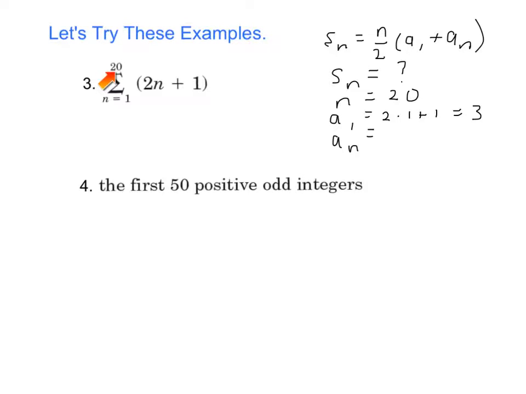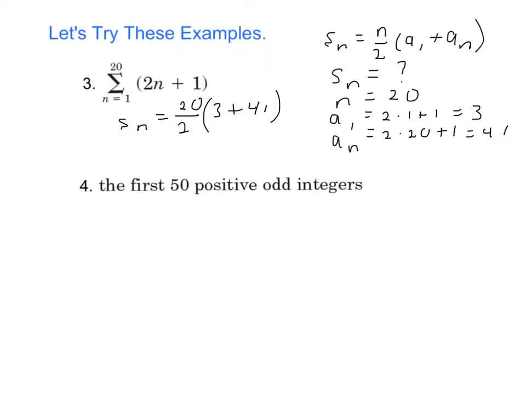Now, how do I find the last one, the 20th one? Well, I plug this 20 in there. So it's going to be 2 times 20 plus 1, which gives us how much? 41. That's right. So now we just plug that into our formula. S sub n is equal to 20 over 2 times the first term, which is 3, plus the last term, the 20th term, which is 41.